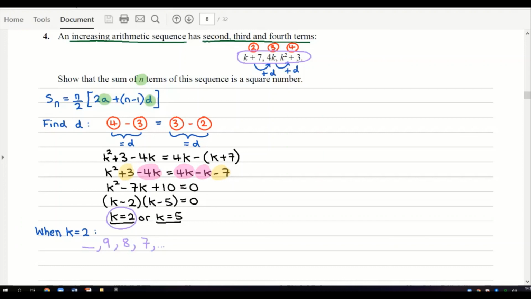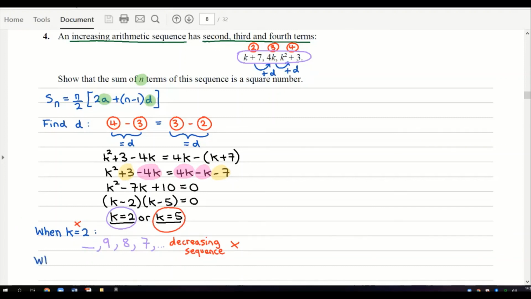Now, if you'll notice, the values are getting smaller. It's decreasing by 1 each time. So my common difference in this case would be -1, and this is a decreasing arithmetic sequence. All right, now why is that important? Well, this means that this is not the value of k that we want, because it states in the question that it's an increasing arithmetic sequence. So it must be that when k equals 5, this must be the one that we need. So let's just test it to make sure.